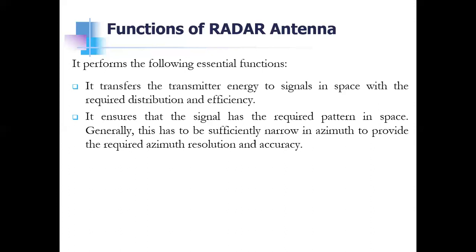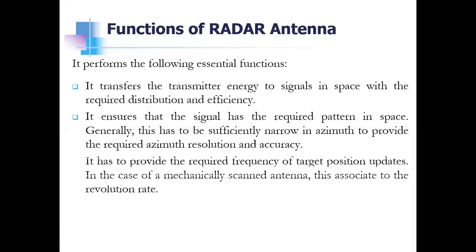Now the echo energy which is scattered back to the radar from the target should be collected by the antenna. Usually the echo signal which is coming from the target should be collected by this antenna. This is actually measured by the effective aperture, right?